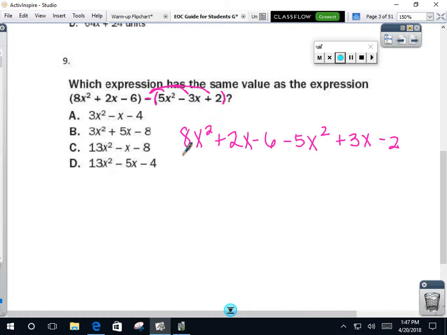Now you just combine like terms. 8x squared can be combined with, and 8x squared minus 5x squared is 3x squared. So these two are out. 2x can be combined with, and that makes 5x. And so now it's pretty much B, but you can always make sure that you have it right by looking at the last ones. Negative 6 and negative 2 is negative 8.